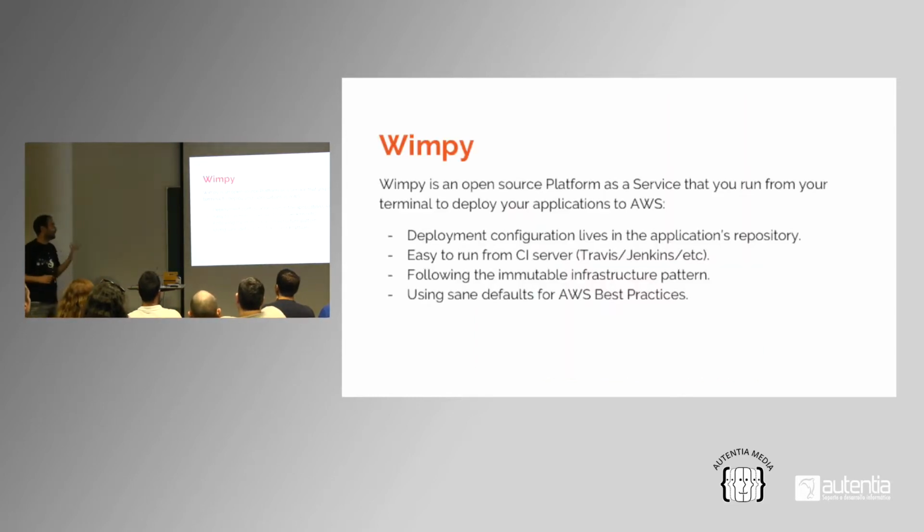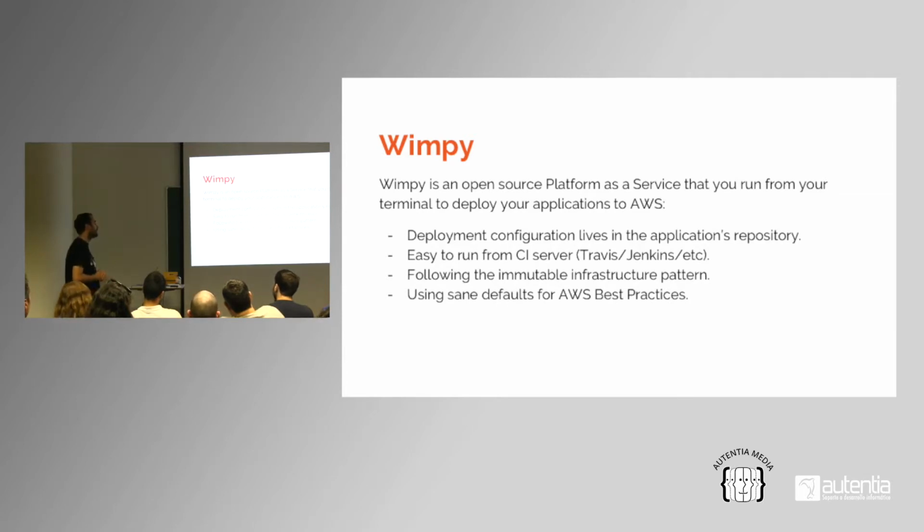So basically, the idea of Wimpy is a PaaS, a platform as a service that helps you deploy your applications easily to Amazon. The key features, or the selling points, are that the configuration of how your application is deployed lives in the repository of your application, so everything is together. It's a tool that's easy to run from your CI server, like Jenkins or Travis, GitLab, or whatnot. You can run it even from your own computer if you like.